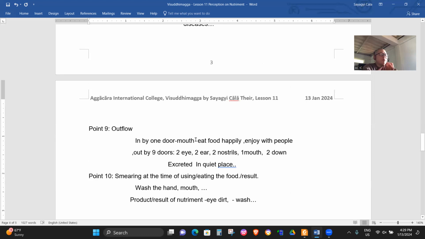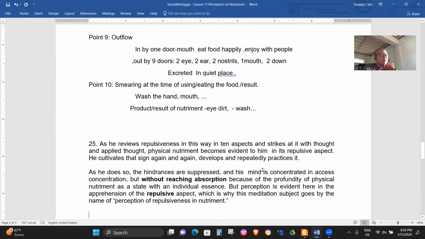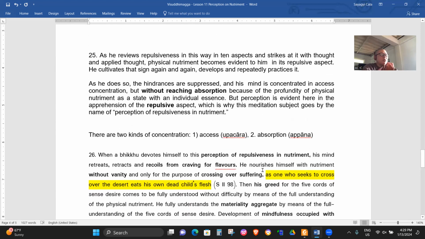Outflow: in by one mouth, you eat happily with people. Out by nine doors, you have to do your business in a quiet place. And when you touch it while eating, you have to wash your hand, and whatever comes out, you have to wash it. And when we come to the conclusion, you can only reach access concentration.